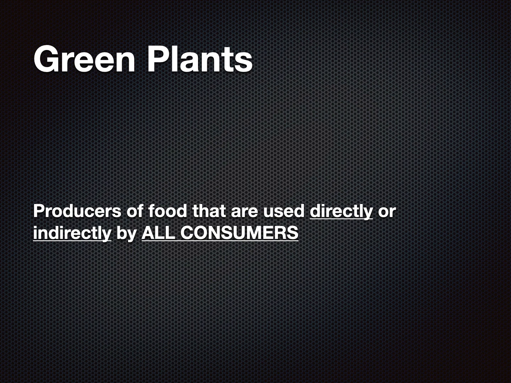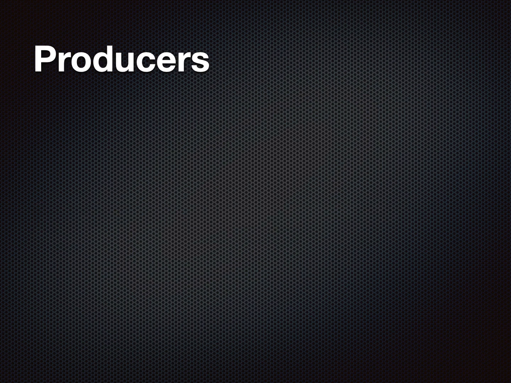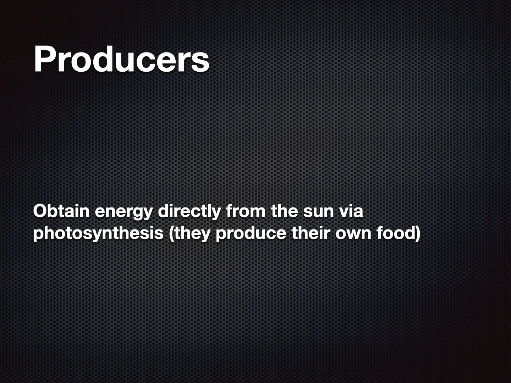So producers are green plants. They start it, and then all consumers need green plants to survive. So the consumers are dependent on green plants. Green plants are known as producers. They obtain energy directly from the sun via photosynthesis. They produce their own food. This is why they're called producers. It's not just because scientists didn't have a better name for them. It's because they actually produce, and produce means to make your own food.